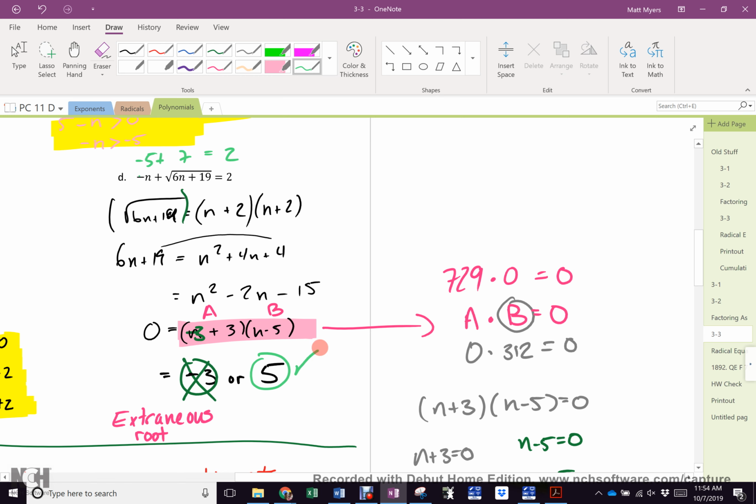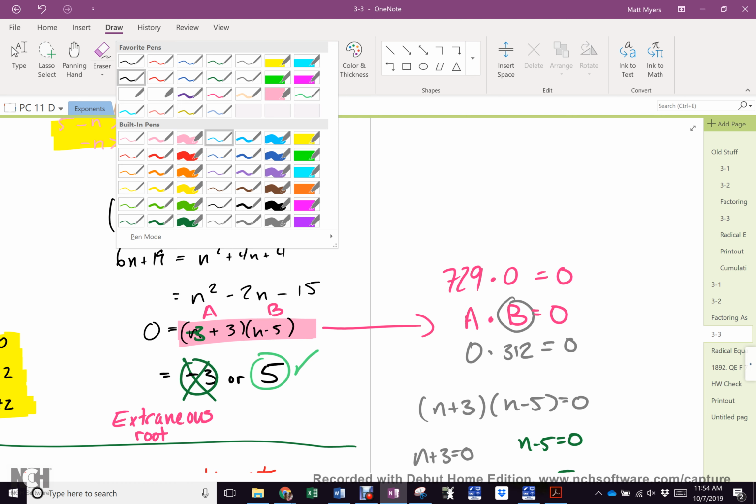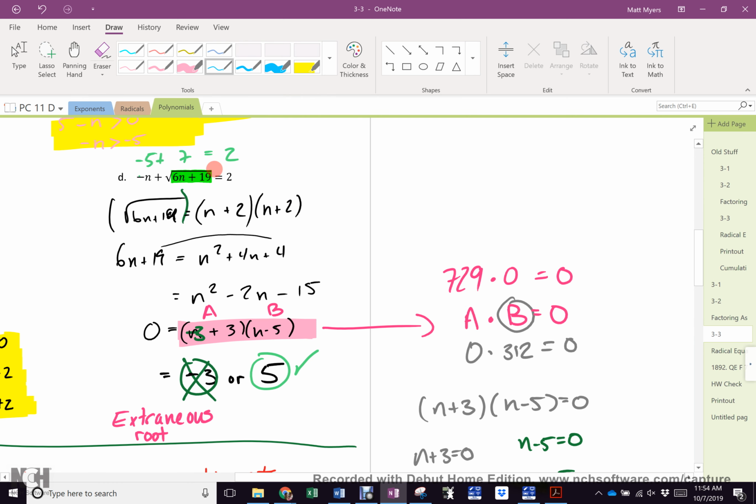But we have to check one more thing. What do we know about any value under a radical sign? It has to be 0 or greater, right? Now, I showed you guys on Friday, because it was Friday, I said it had to be greater than 0. But can't it also equal 0? What's the square root of 0? 0. So I actually should have put an equal sign there as well.